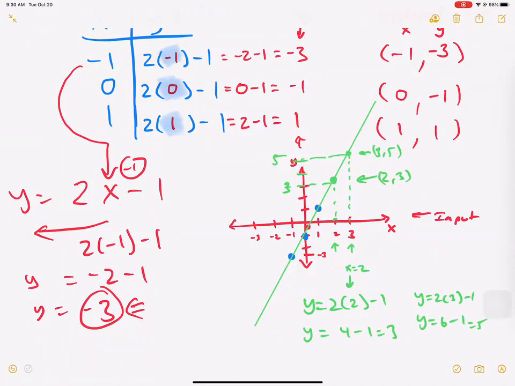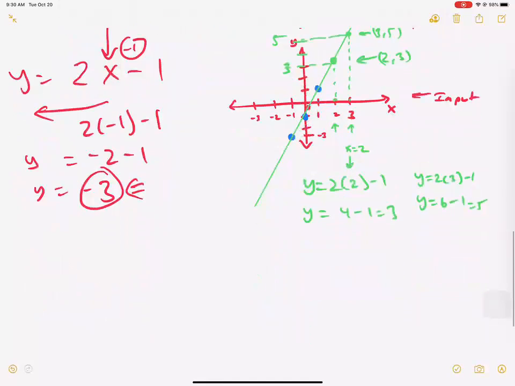Okay, so as we first start looking at these patterns, we want to learn a couple of new words here.